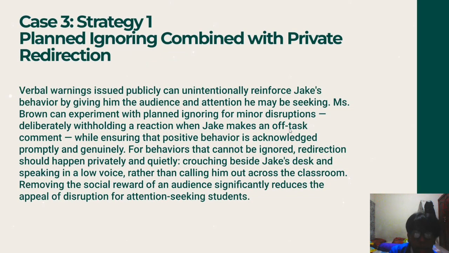First strategy is planned ignoring combined with private redirection. Verbal warnings issued publicly can unintentionally reinforce Jake's behavior by giving him the audience and attention he may be seeking. Miss Brown can experiment with planned ignoring for minor disruptions, deliberately withholding attention when Jake makes an off-task comment, while ensuring that positive behavior is acknowledged promptly and genuinely. For behaviors that cannot be ignored, redirection should happen privately and quietly, crouching beside Jake's desk and speaking in a low voice rather than calling him out across the classroom. Removing the social reward of an audience significantly reduces the appeal of disruption for attention-seeking students.